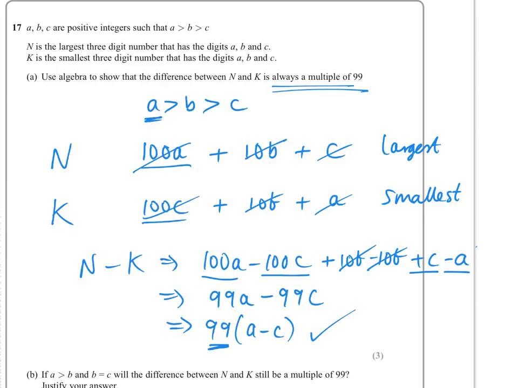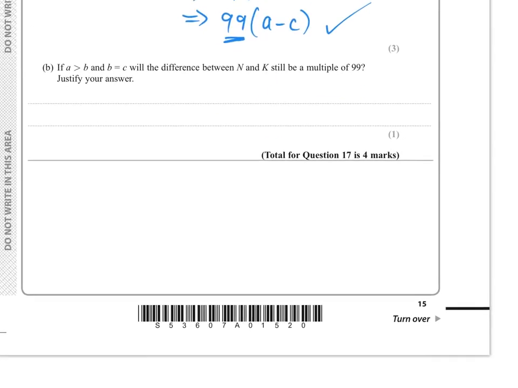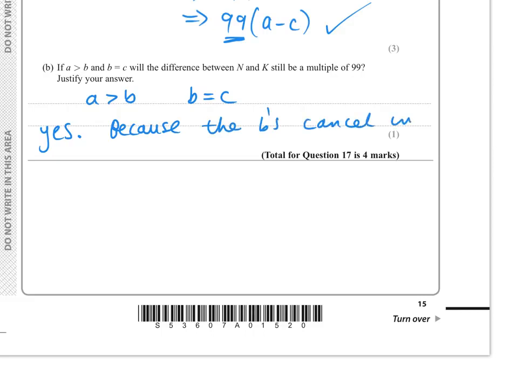Let's look at the next part. I think in part B, if A is still greater than B, even if B equals C, then when we come to find the difference, I would say the answer is yes, because I should have a capital B there, because the B's cancel in the middle when you do the taking away.